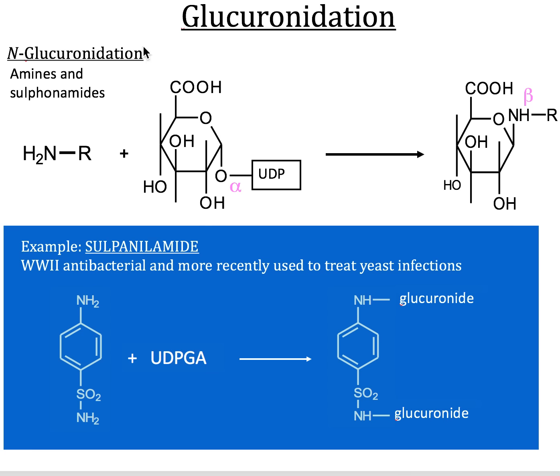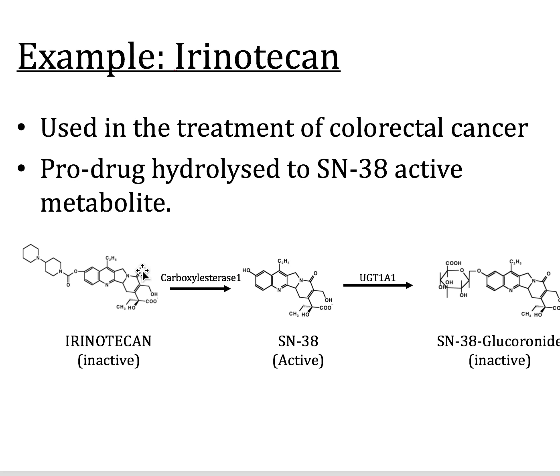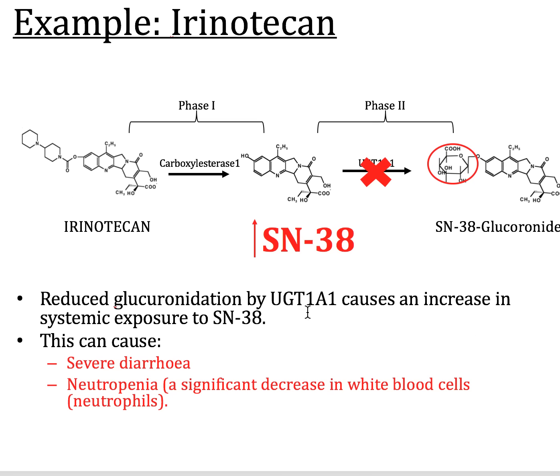Keep going. Sulfonamide and glucuronidation, again the same thing. With UGT, you replace the H with a glucuronide molecule. What affects this sometimes is irinotecan, which is hydrolyzed via carboxylesterase 1 into the SN38 active form, and then this can undergo phase 2 metabolism by UGT1A1 and UDPGA to form SN38 glucuronide, which is inactive. It's a regulatory action in which it controls severe diarrhea and neutropenia. So if you have too much of the active form, you can get these conditions.